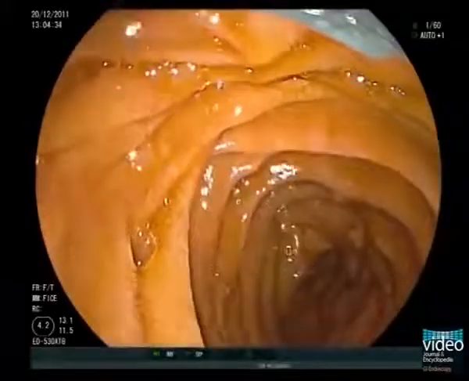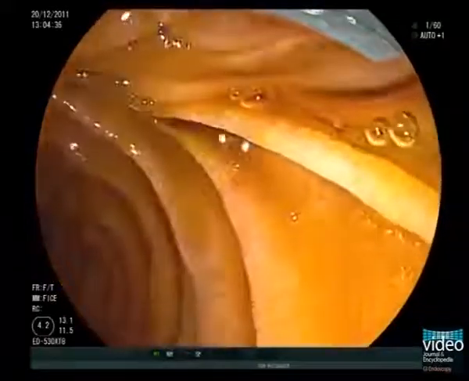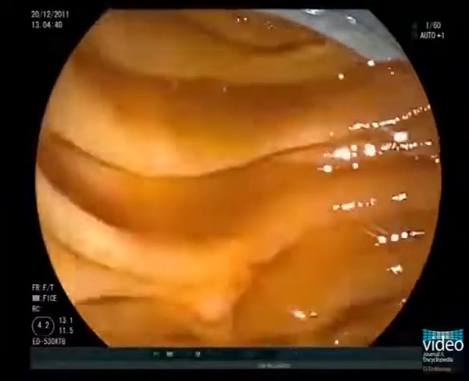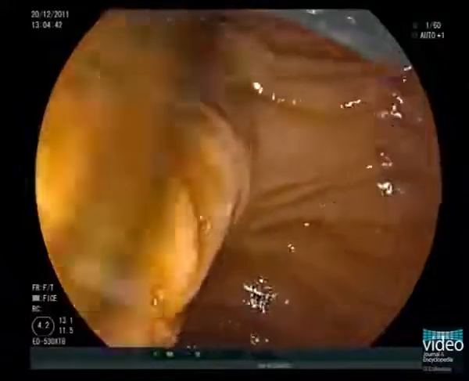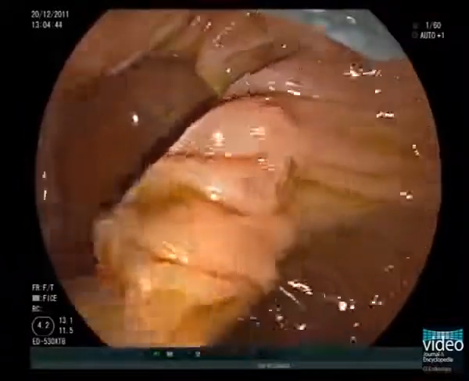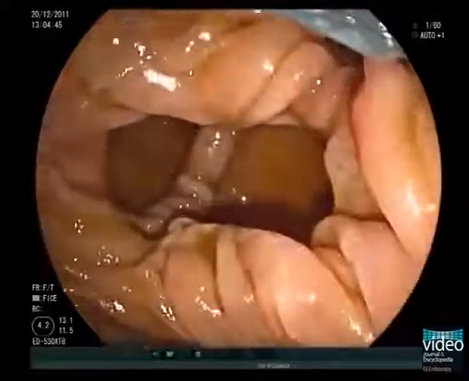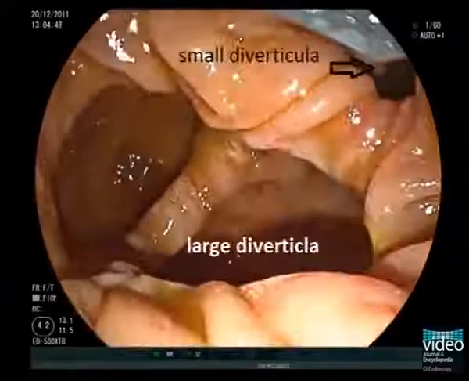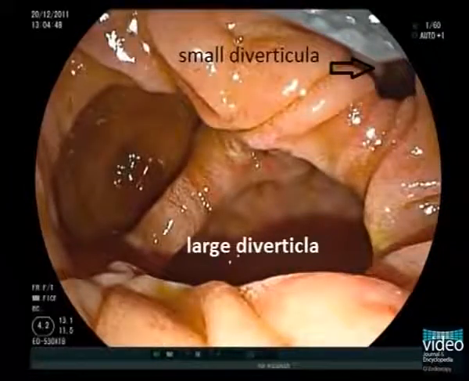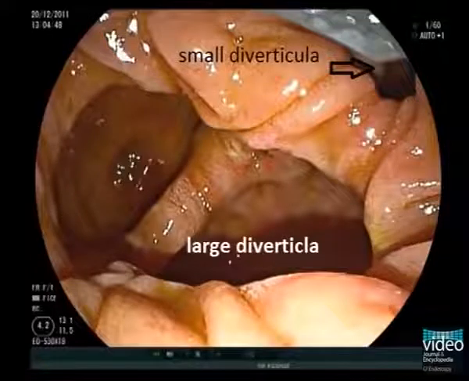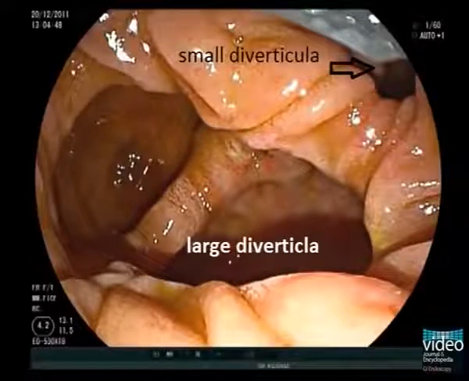Periampullary diverticula are a common anomaly that present difficulty with the cannulation of the papilla at ERCP. This is a case with several diverticula in the descending duodenum. Here we see a small proximal diverticulum and an adjacent large diverticulum in the ampullary region. Identification of the papilla in this scenario is extremely challenging.